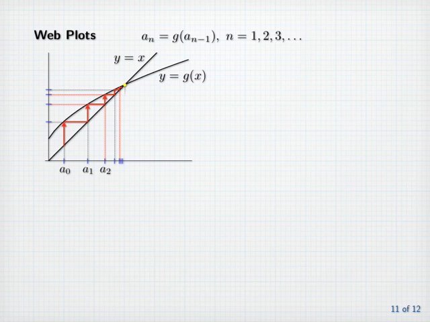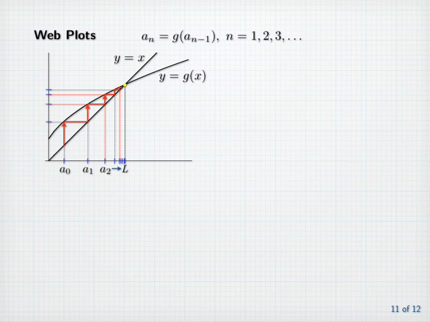Also notice that this web plot indicates that the sequence is an increasing sequence and that it is bounded, because the web plot can never escape that region between the two curves. And so we can conclude that the sequence does indeed converge to a limit L that's equal to the x-coordinate of the point of intersection of the two graphs.